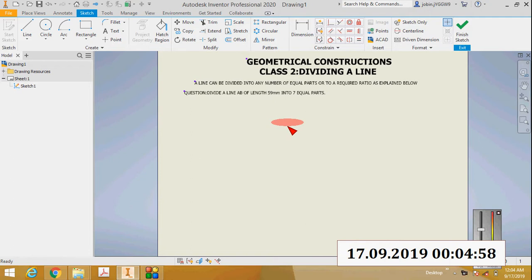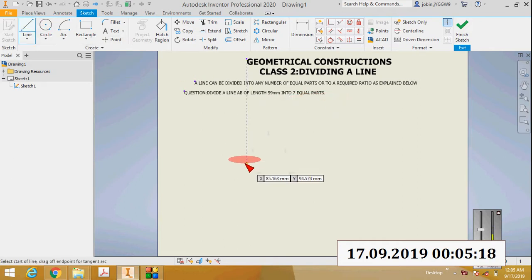Welcome. This is the second class of geometrical constructions. In this class I will explain how to divide a line into, say, n number of equal parts. So the question is: divide a line AB of length 59 millimeter into 7 equal parts.